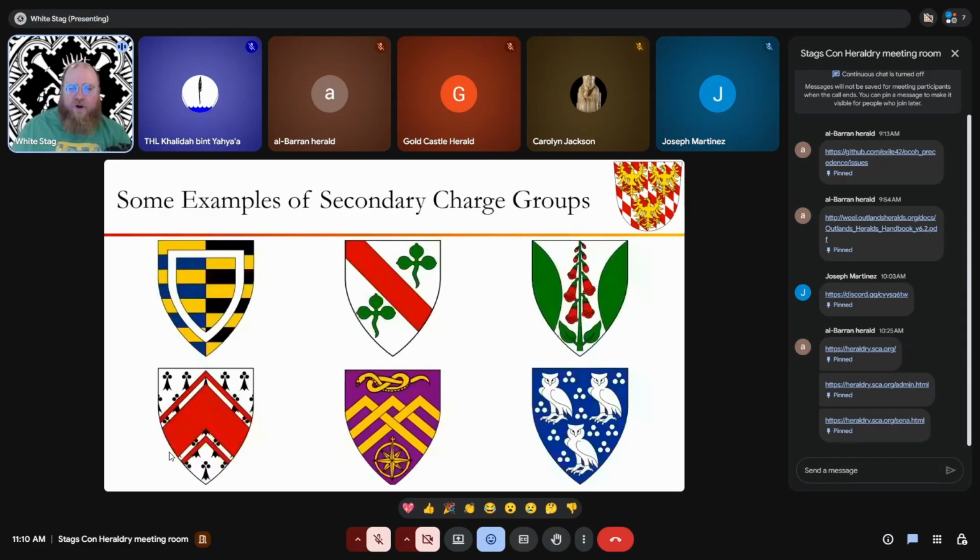So here's armory with varying degrees of secondary charge groups. We'll go clockwise from top left. This is armory which has no central primary charge. Instead, it has an oral, which is the white line. An oral is a peripheral ordinary. So this is field primary armory with a secondary oral.